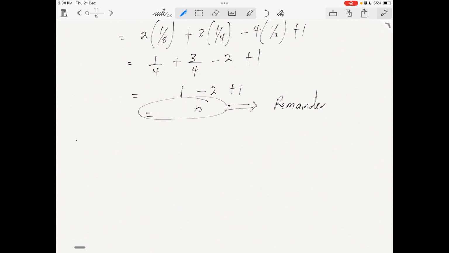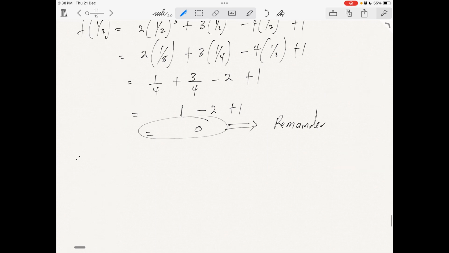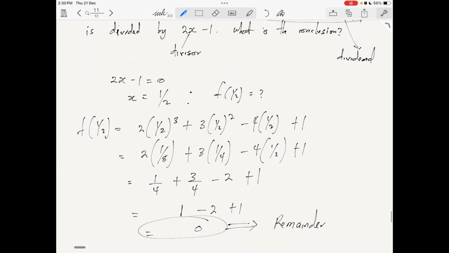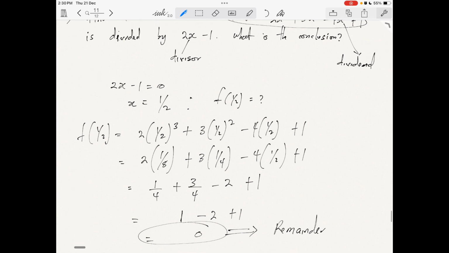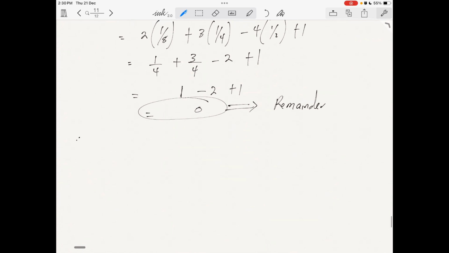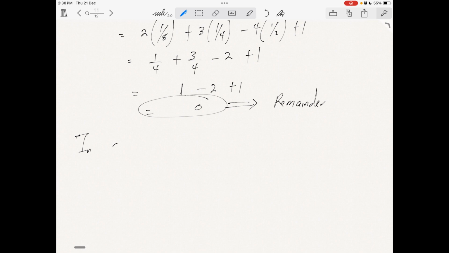The conclusion is that the divisor, in conclusion, all we are saying is that 2x minus 1 is a factor of f of x.